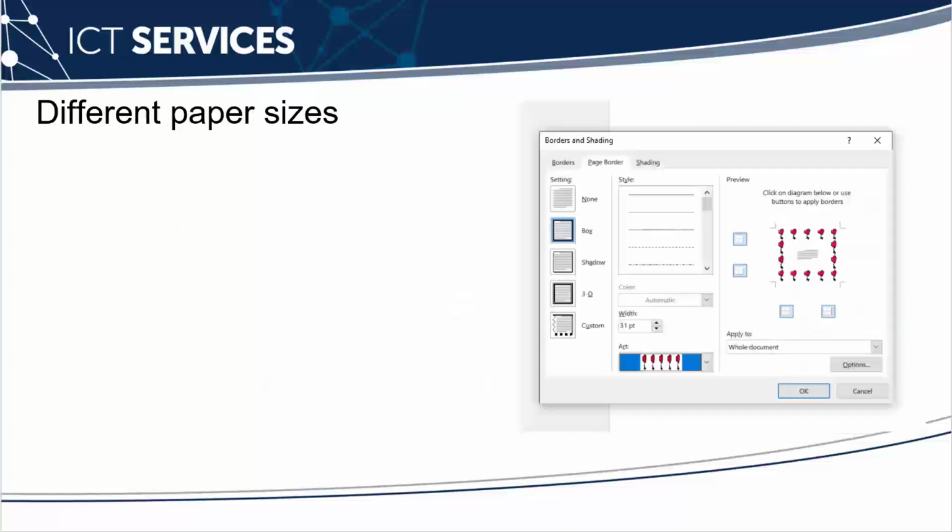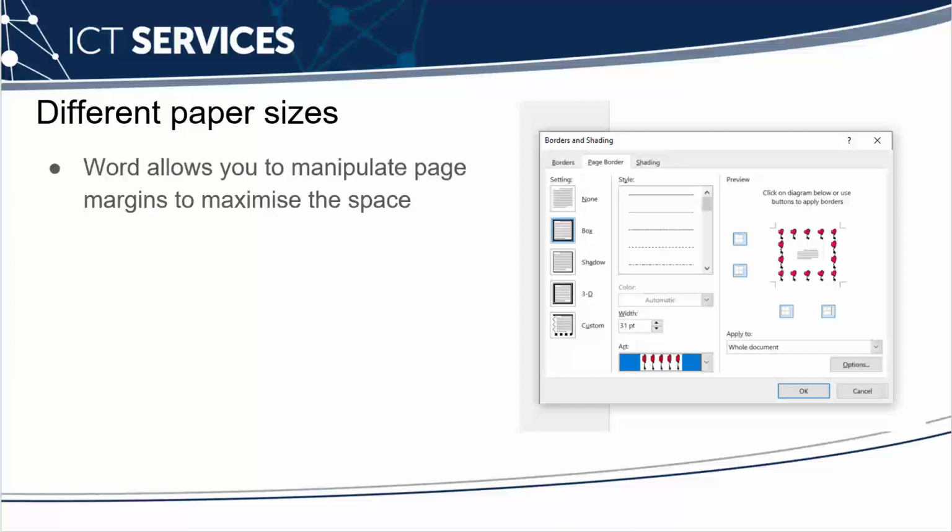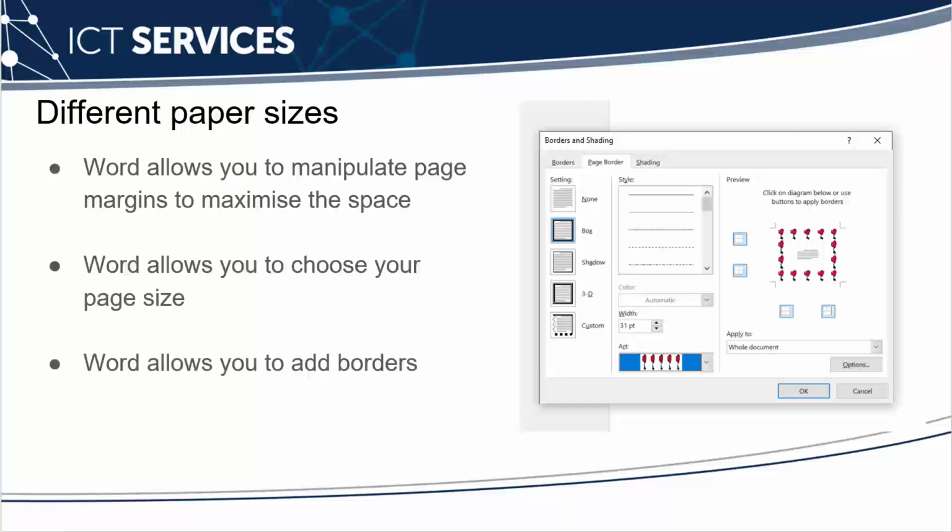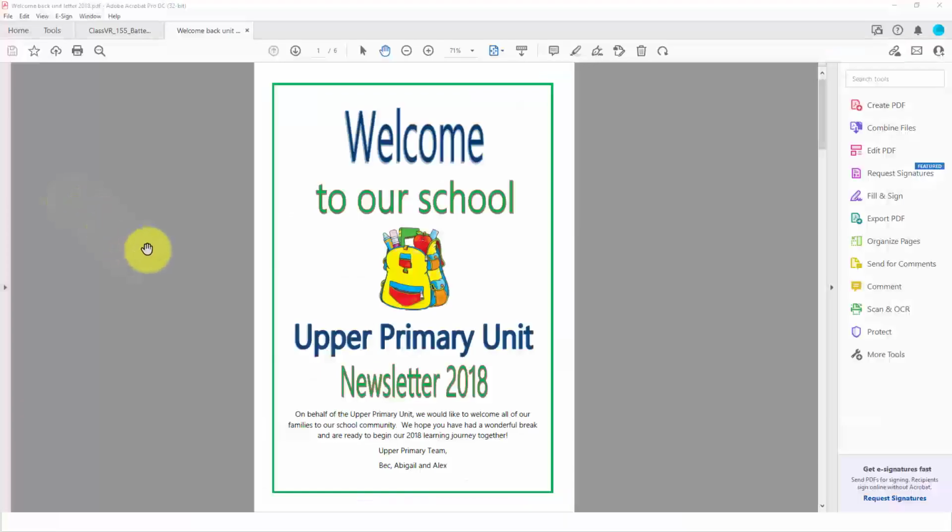You can also select different paper sizes in Word and manipulate the margins to maximize your space. Also, like Publisher, you can add different borders and choose different border art. If you want to print your file as a booklet, you can do this by saving your Word document as a PDF. Here's my welcome back newsletter.